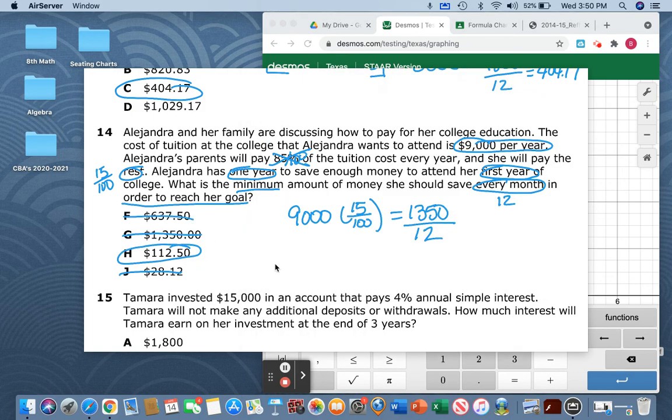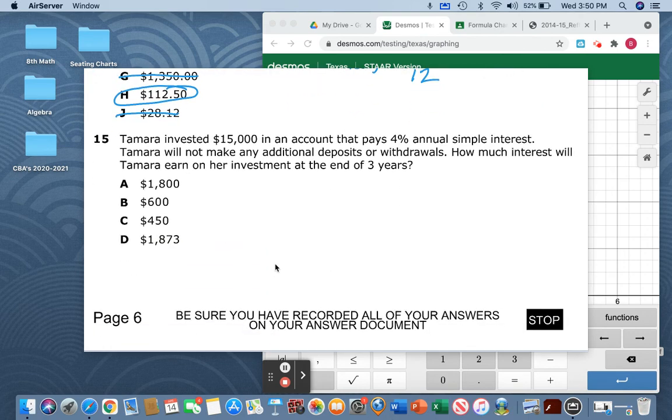Good job. Guys, our last one. Woo! Tamara invested $15,000. That's how much I'm putting in, so that's my P, in an account that pays 4% annual simple interest. Tamara will not make any additional deposits or withdrawals. Useless information. How much interest will Tamara earn on her investment at the end of 3 years? So it's not asking for total. It's asking just for the interest.